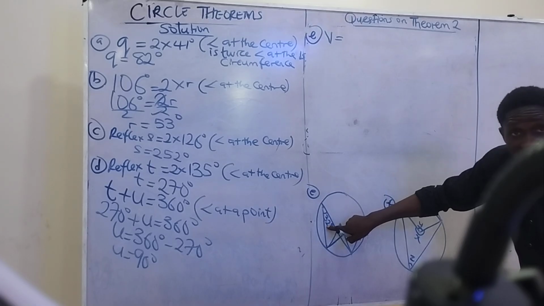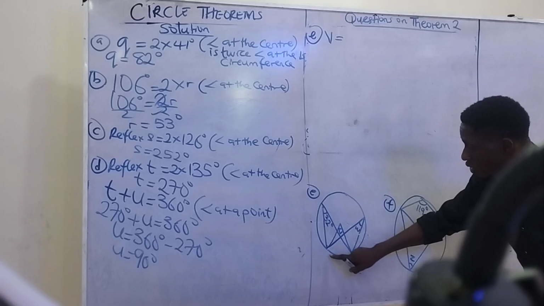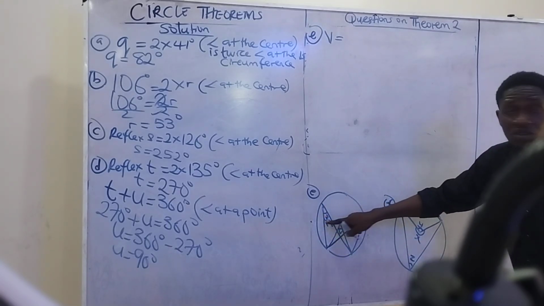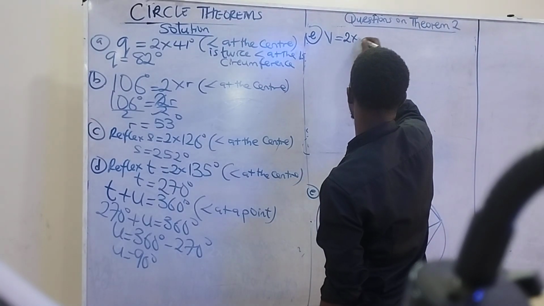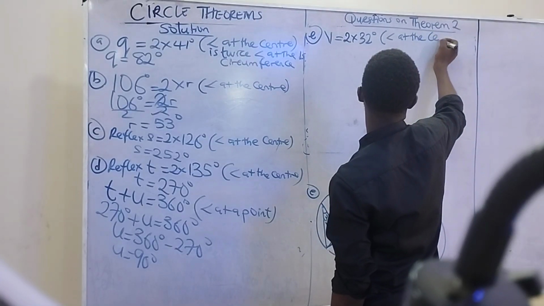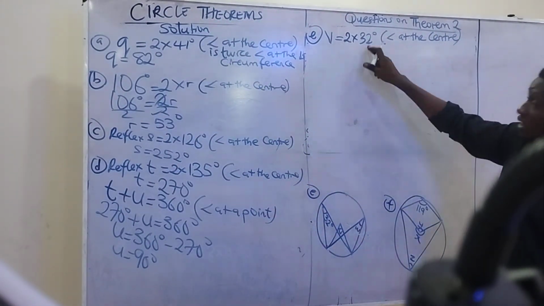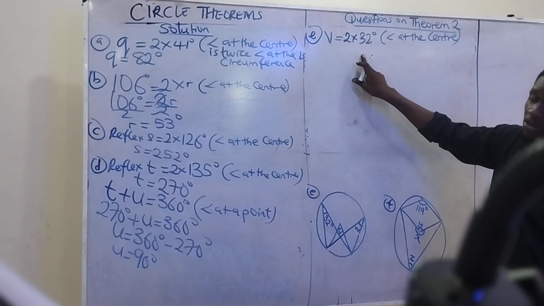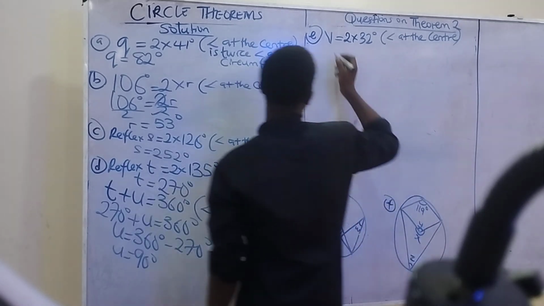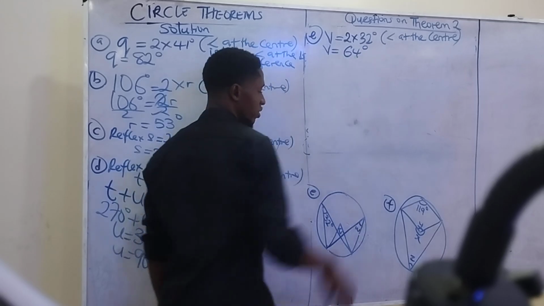There is something here. We have an angle at the circumference. You can see it started from here, stopped here. So also started from here, stopped here. So this is the angle at the center, this is the angle at the circumference. So we have 2 times 32 degrees. Remember the theorem is that the angle at the center is twice the angle at any point on the circumference. But I want to shorten it so that we will not be repeating ourselves. So we have V is equal to 2 times 32, which is 64 degrees.